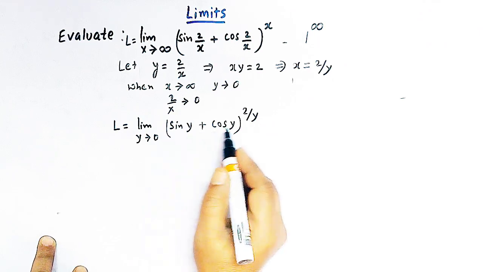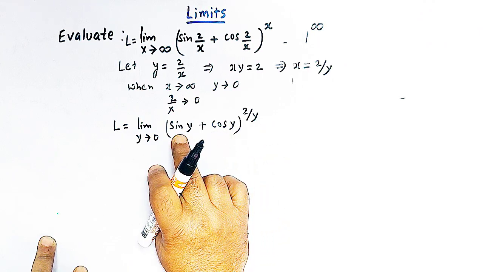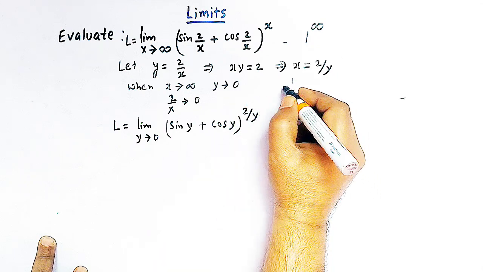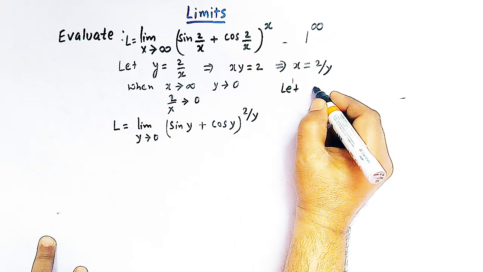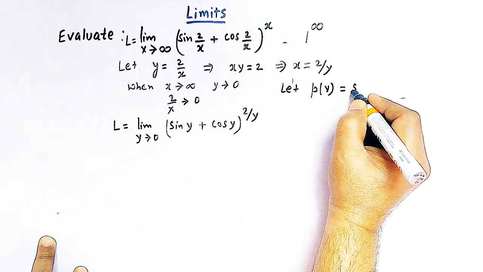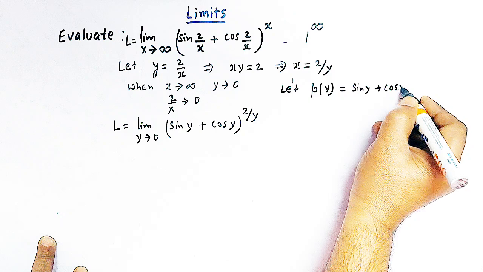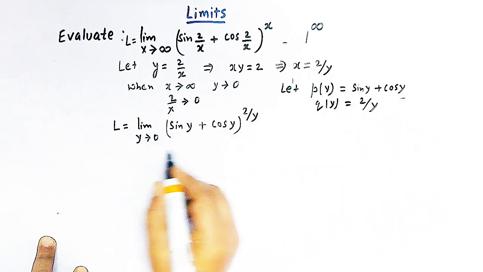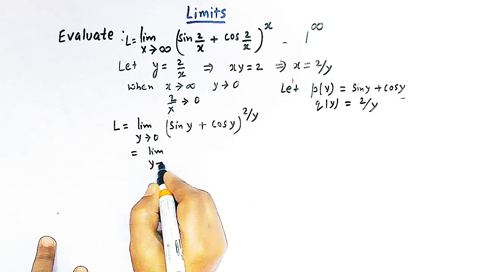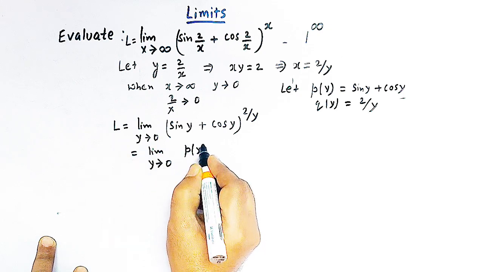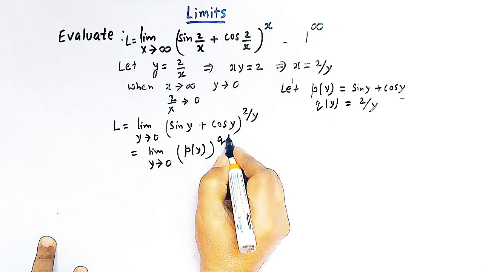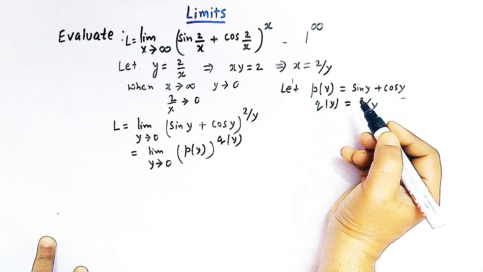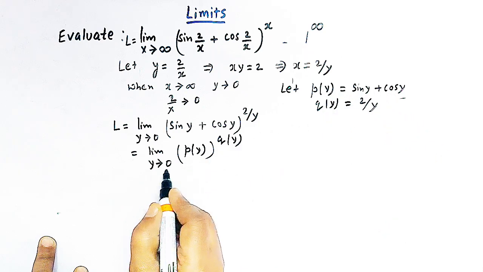So now here we have two functions. The first one is sine y plus cosine y, and the second function is 2 over y. So let us assume this function as p of y, we have sine y plus cos y, and q of y is equal to 2 over y. So that this limit can now be written as limit y tends to 0, and here we have p of y raised to q of y, right? So now let us find out the individual limits of these two functions when y tends to 0.